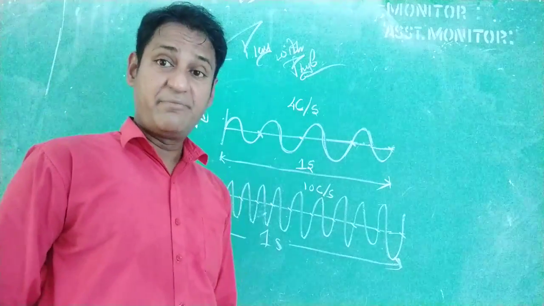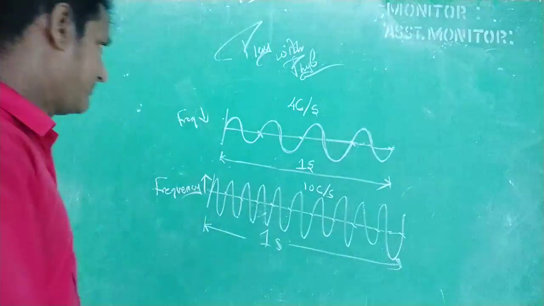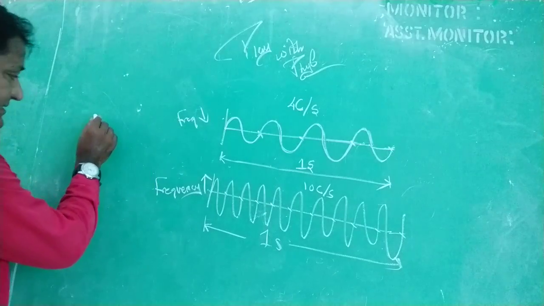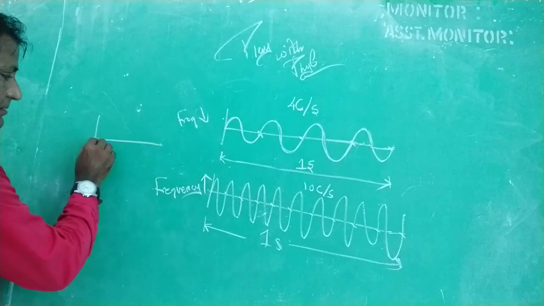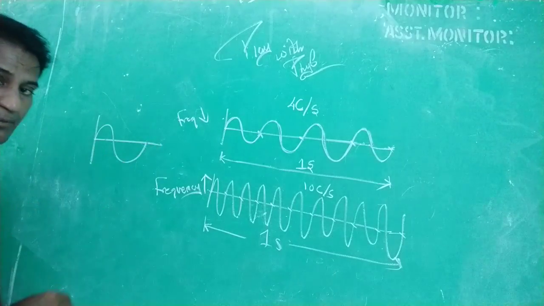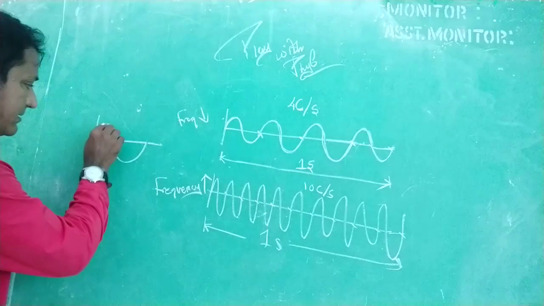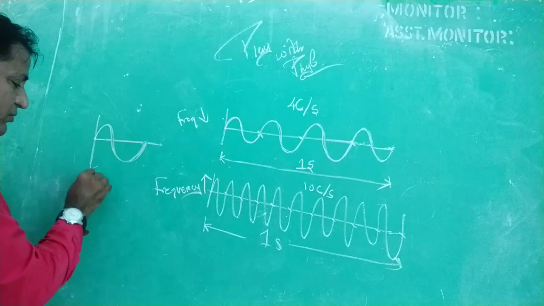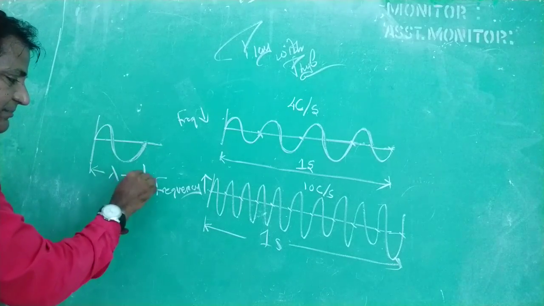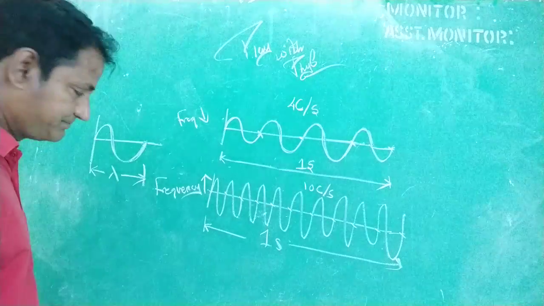So now what is meant by wavelength? For example, when you take a wave like this, if this wave completes one full cycle, this is called one full lambda. This lambda is a symbol for wavelength.